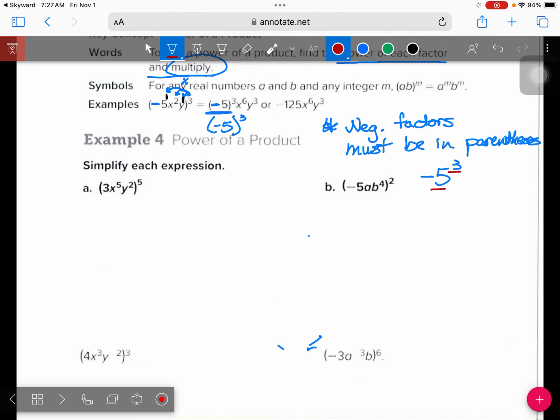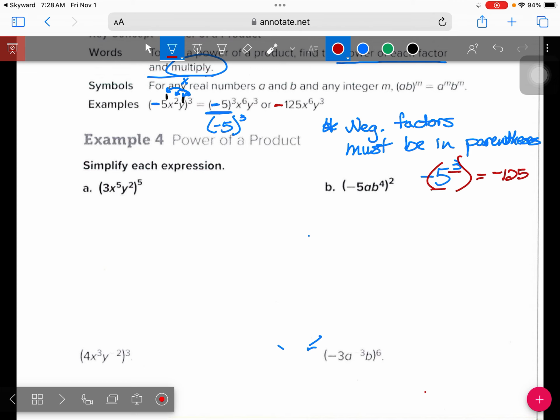Well, in this case, it might work. 5 to the third power, and that would be 5 times 5 is 25, 125. And then take it times 1. So it actually kind of works this time.